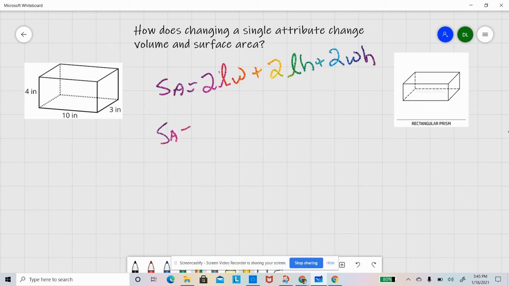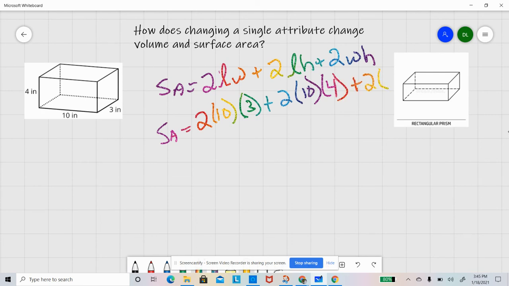So that would mean that surface area is equal to 2 times 10 times 3 plus 2 times 10 times 4 plus 2 times 3 times 4. So what do we end up with? 2 times 10 is 20, times 3 is 60, plus 2 times 10 is 20, times 4 is 80, plus 2 times 3 is 6, times 4 is 24. Any way you want to look at it, because you can multiply them in any order you want. Now add these up, 60 plus 80 plus 24. Well, that's 140 plus 24, so 144 inches squared is the surface area.